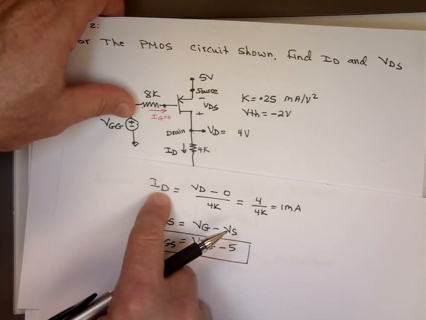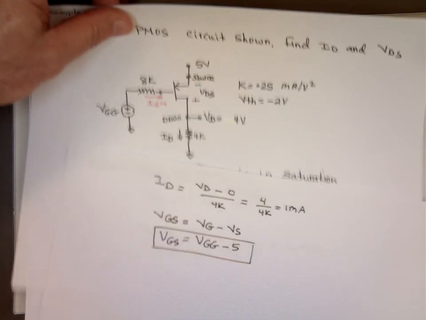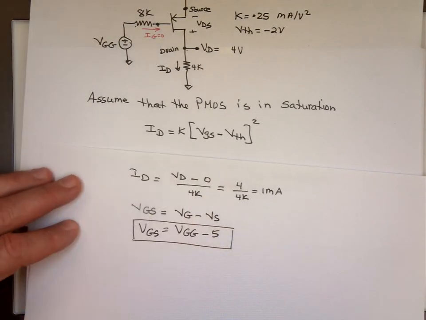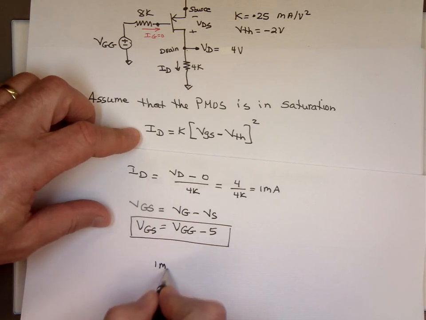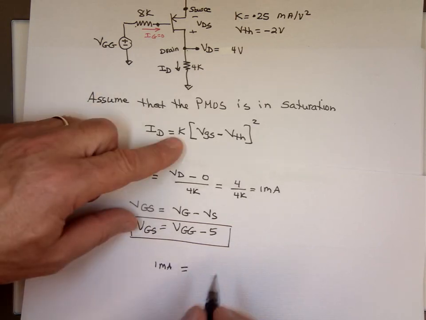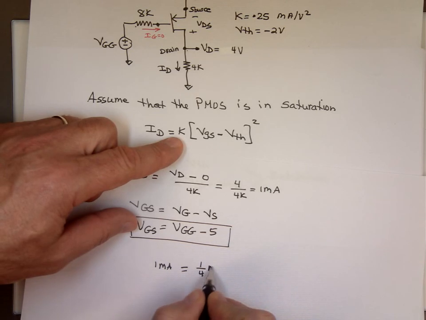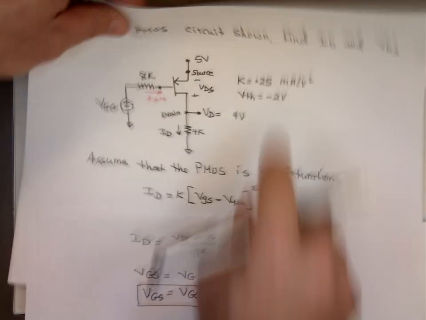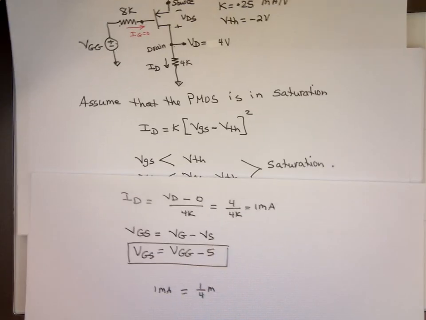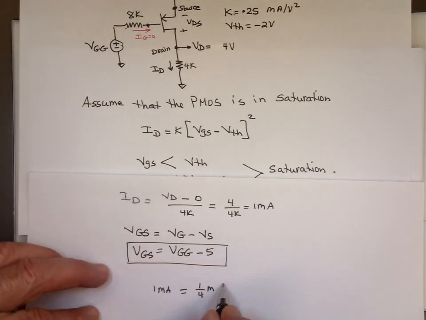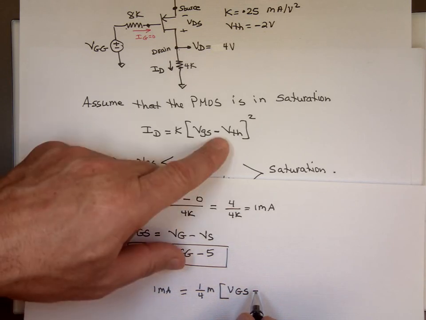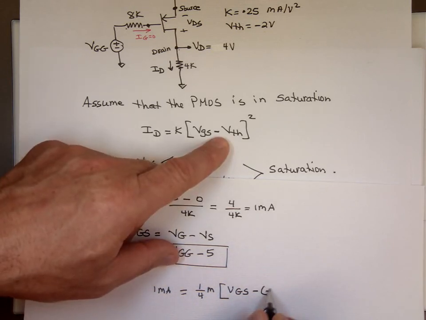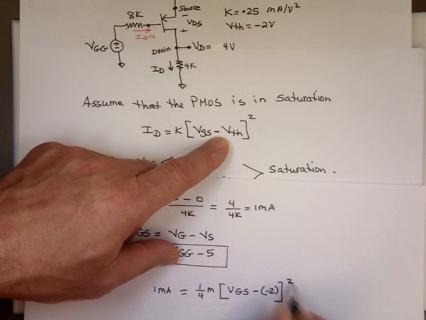Well, we know that I sub D is 1 milliamp. Wait, we have an equation here. There's I sub D. Let's put in 1 milliamp for it, equals K, which is a quarter milli. Remember, this is in milli, the units for K, so the millis really will cancel each other out, times VGS minus VT. Well, what's V threshold? That's a -2. And you're going to square it.